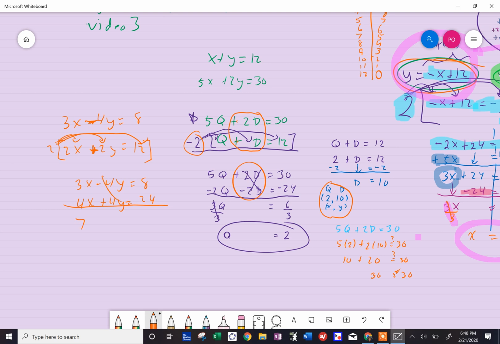By the way, this one will work, but it'll be very, very messy. Ugh, I don't want to do that. I will. Divide by 7. X equals 4 and 4/7, and then I had to go and find the corresponding y value. All right, I have a calculator right next to me, but I'm not going to do it.